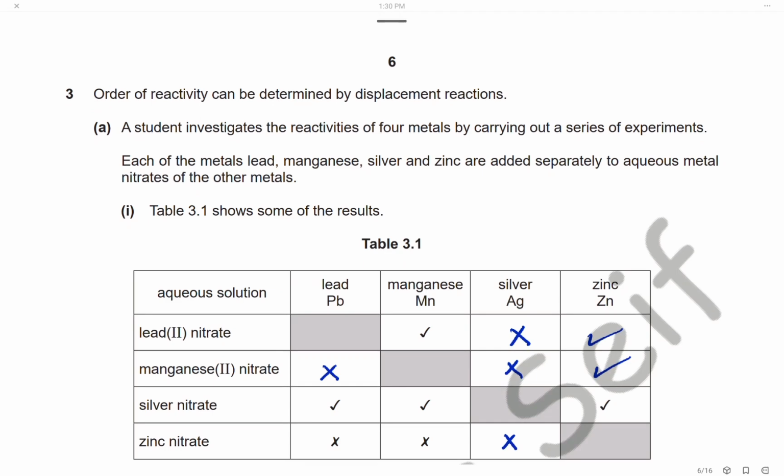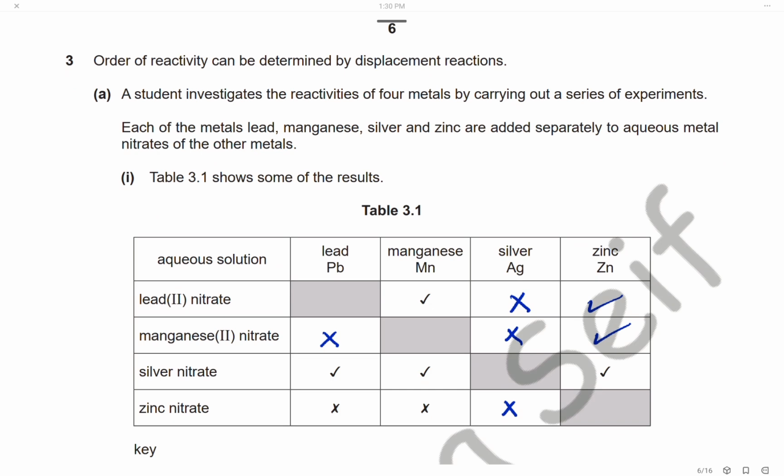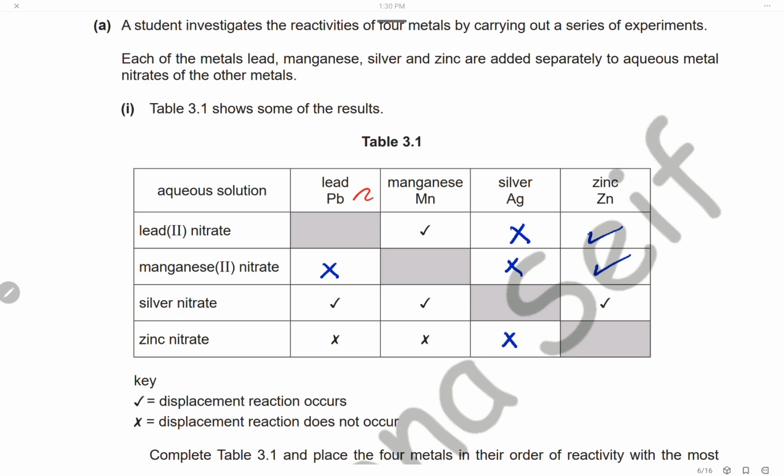Question 3. The order of reactivity can be determined by displacement reactions. A student investigates the reactivity of 4 metals by carrying out a series of experiments. Each of the metals, lead, manganese, silver, and zinc, is added separately to aqueous metal nitrate of the other metals. Okay, here in the table, we will use each metal in this row with the 4 metal nitrates. We will go this way: lead with lead nitrate, with manganese nitrate, with silver nitrate, with zinc nitrate, and so on. We will do the same for the 4 columns.